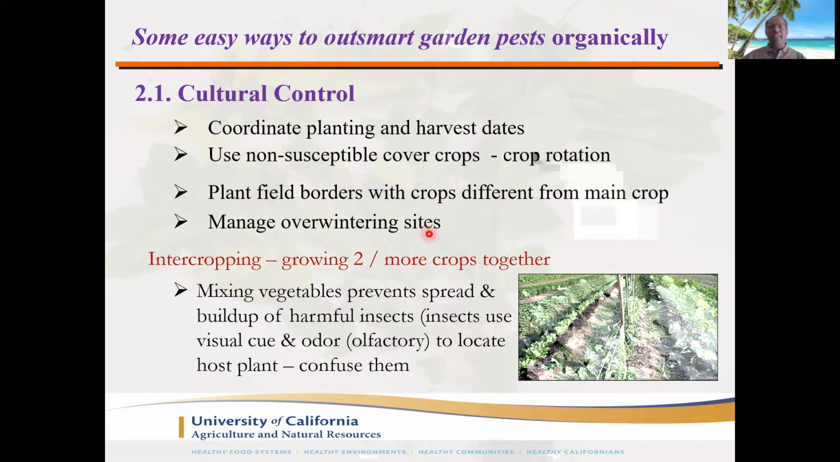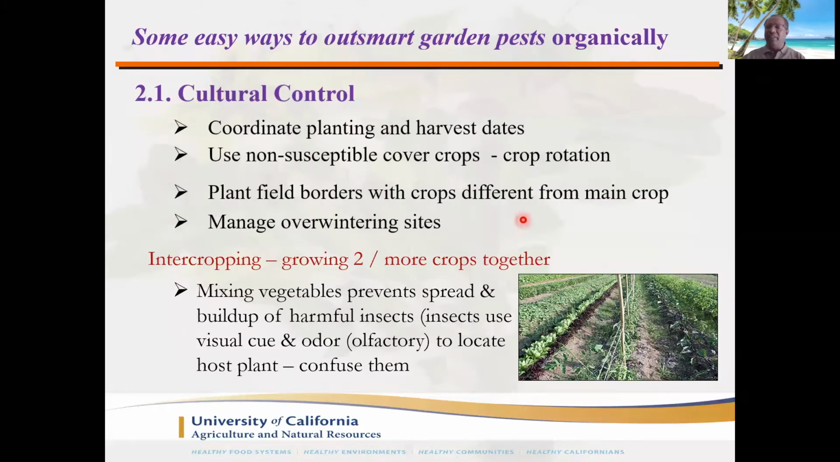So one thing, coordinate planting and harvest dates, okay? If you are planting at a time when insect pests are going to be too much in the field, you are actually growing them for your enemy. So make sure that the right time of planting is desirable. Just do not plant when the plants would not be making use of the environment or the timing or the sun and so on. So they have got specific dates when you have to plant.